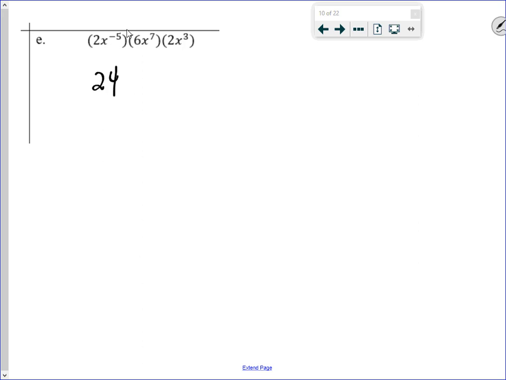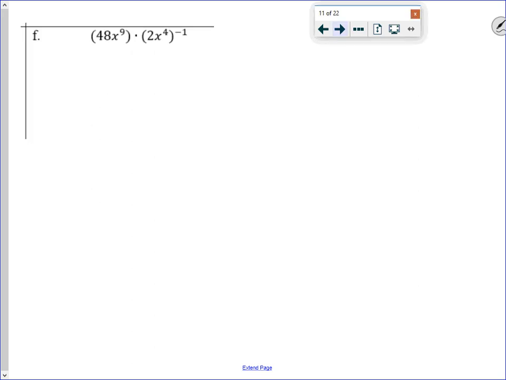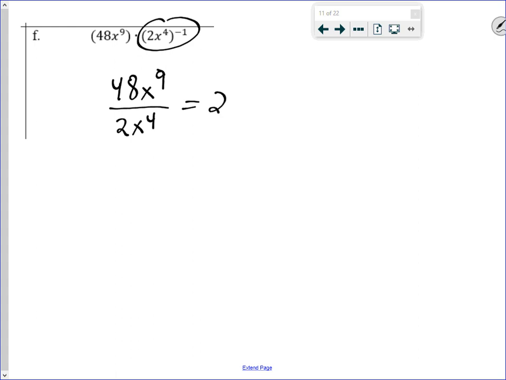Then x we add, so negative 5 plus 7 is 2 plus 3, so this will be x to the 5th. Just add up the exponents. All right, so here, this is all raised to the negative 1 power. So I would rewrite this as 48x to the 9th over 2x to the 4th, which will be 24x to the 5th.